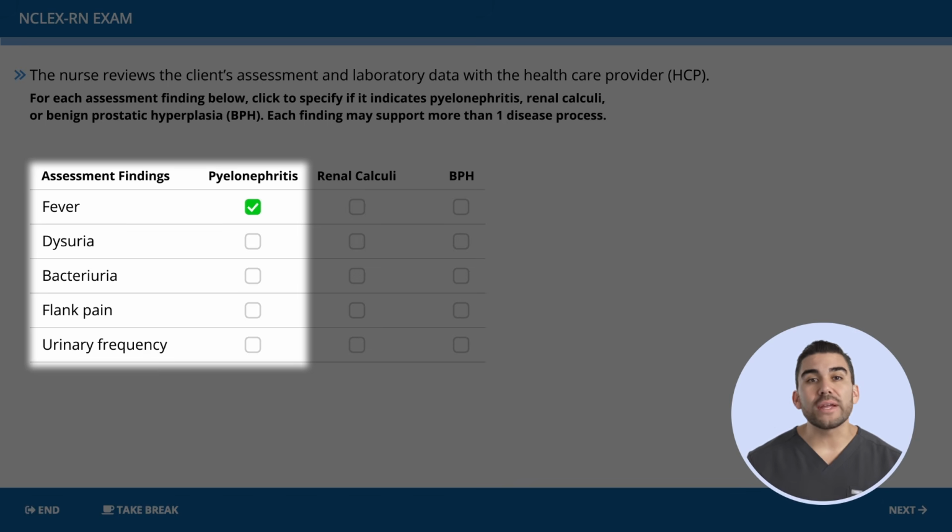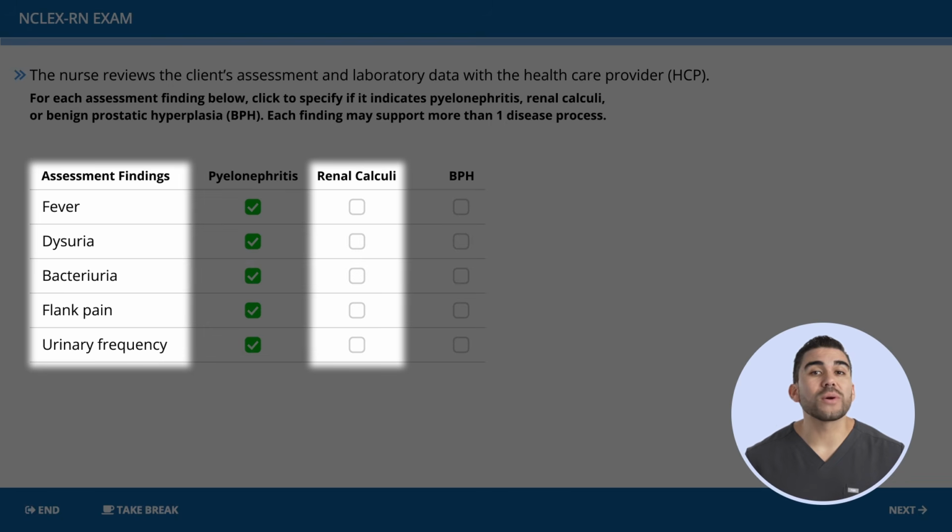What about dysuria, that difficulty urinating? Well, yes, this is a sign and symptom of UTI, but only worse. So it applies for pyelonephritis. How about bacteriuria? Well, this is simply positive bacteria in the urine. So yes, another key finding. What about flank pain? Well, yes, of course. Dull flank pain that extends toward the belly button. And how about the last one here? Urinary frequency. Of course. Any type of infection in the bladder or the urinary tract, we see urinary frequency.